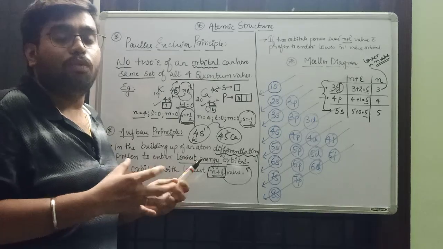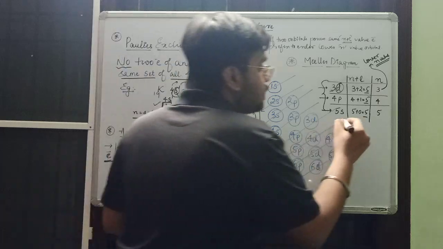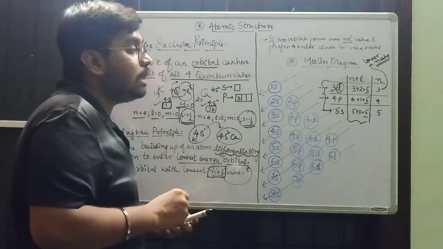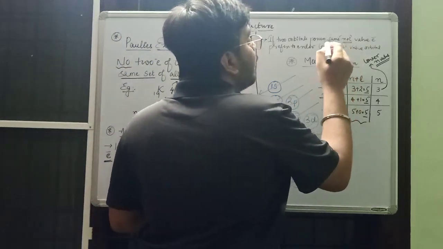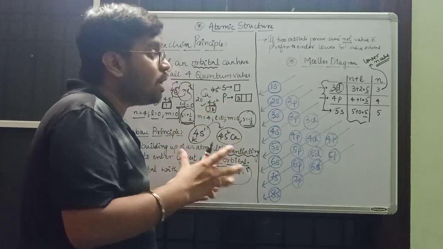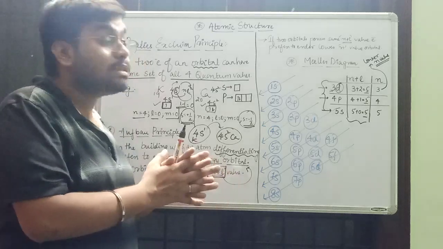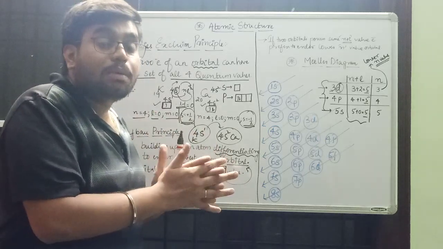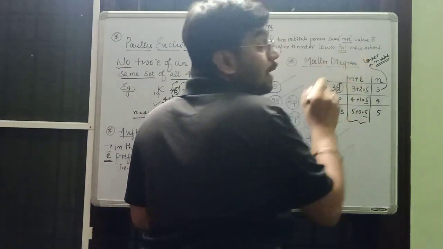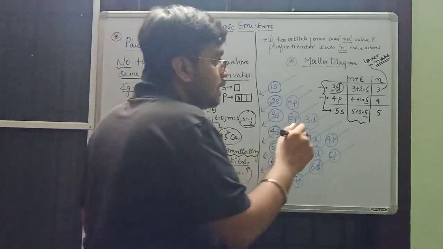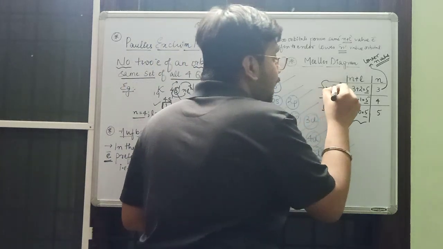Then what to do? Where should the electron enter? Where all have the same energies, where should the electron enter? When the electron finds many orbitals with the same N plus L value, it prefers to enter the orbital having lower N value. That is, the electron will first enter into 3d because the N value is lower here.